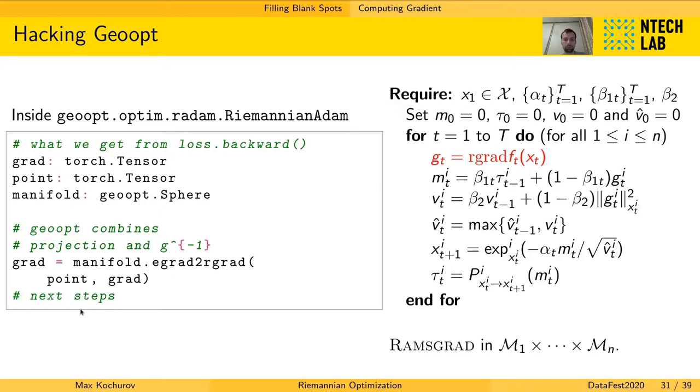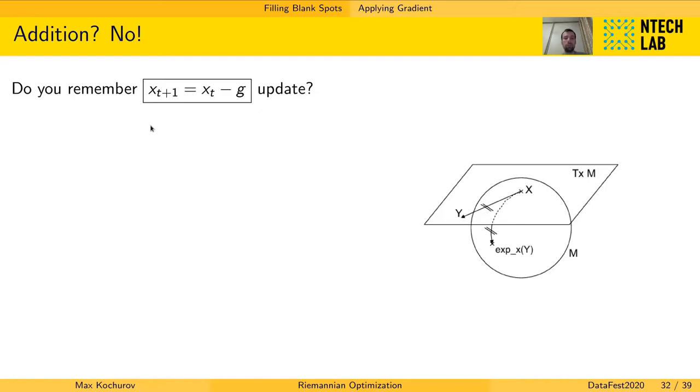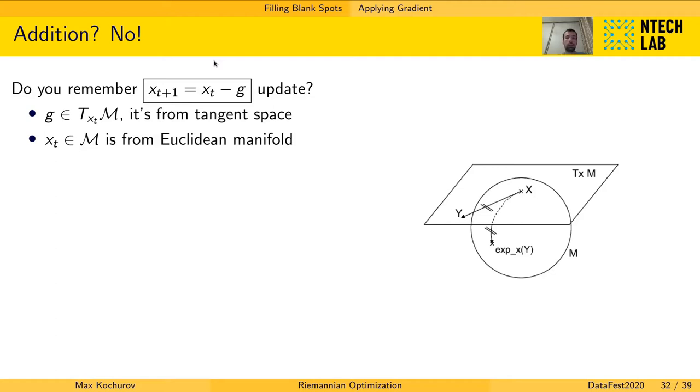The next important step, the basic one, is the update. So how do we compute the x_{t+1} out of x_t and the gradient? If we are on a Euclidean manifold, we use subtraction and don't really care. But g is from the tangent space of x_t. x_t belongs to the manifold. But how do we compute addition or subtraction between two objects that belong to different spaces? It's only the Euclidean space that helps us to mix and forget about this math.